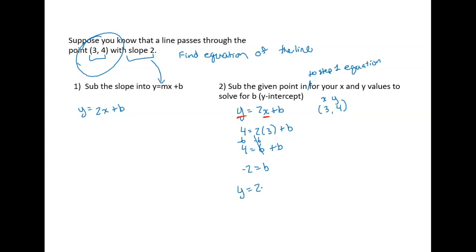So I had 2x plus b, right? But now I know 2x minus 2. So I've calculated the equation of the line. I started with putting my slope in first, then using that point I was given to calculate my y-intercept. So I subbed it back into my equation to solve for b. And then once I have b and I already had my slope, I can rewrite my equation of a line, and then this answers the question. So my equation of my line for the point that passes through 3 and 4 with a slope of 2 is y equals 2x minus 2.